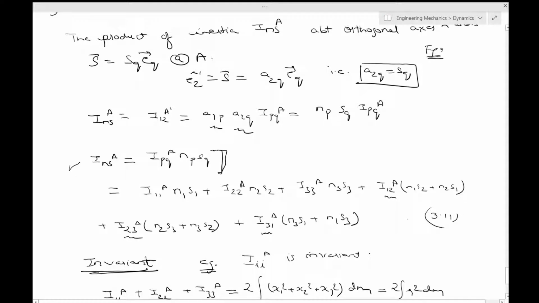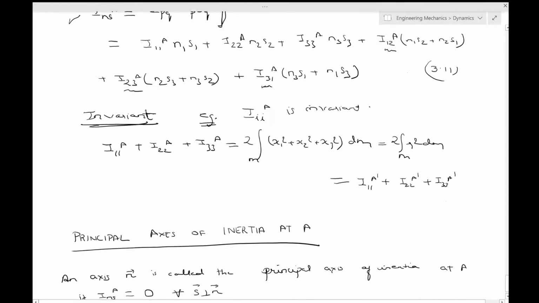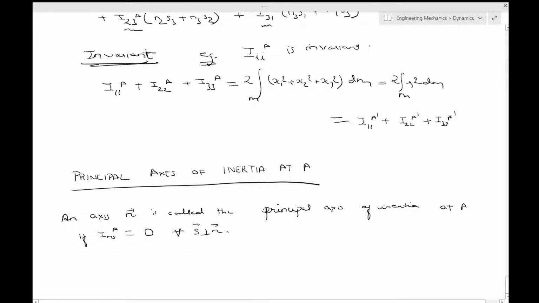When this I_ns of A is 0 for all s perpendicular to n, then the corresponding I_nn of A is called the principal moment of inertia.